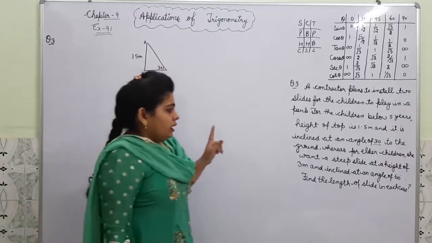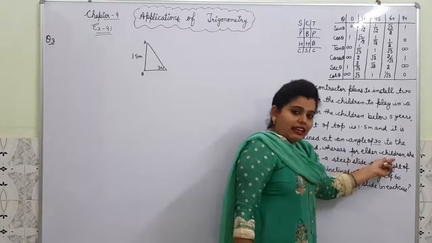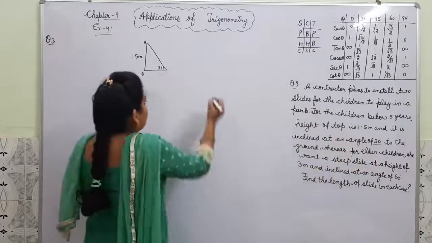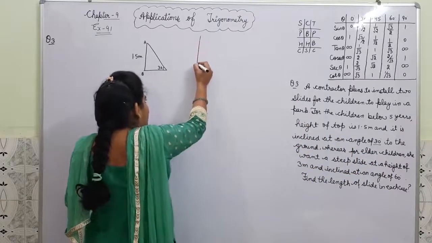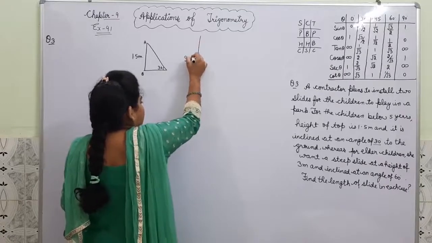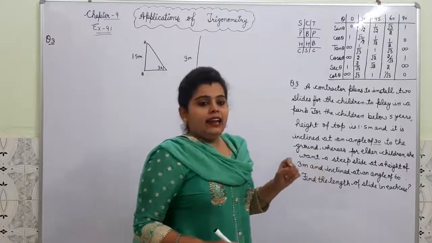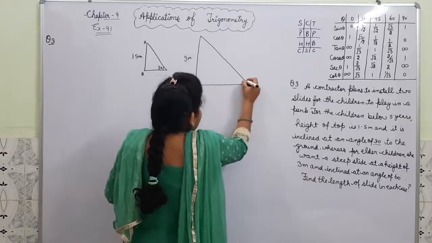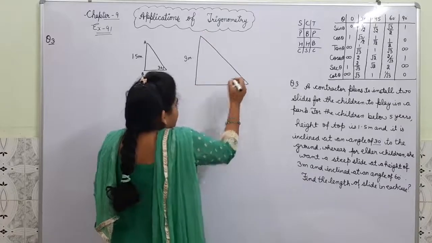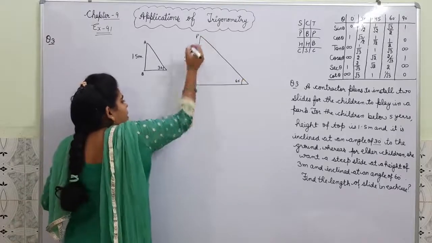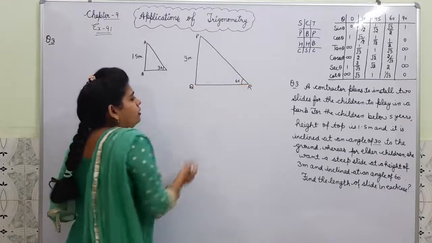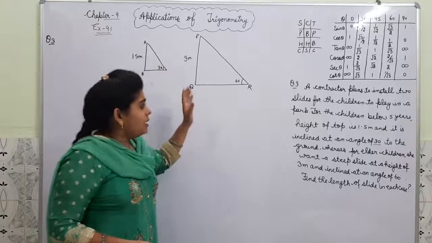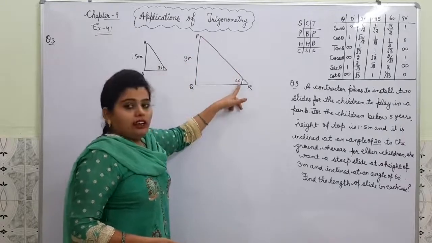And in the second case, for the elder children, she wants a steep slide at a height of 3 meter. The height of the second slide is 3 meter, and it is inclined at an angle of 60 degree. Like it is P, Q, and R. This slide is at a height of 3 meter, meaning PQ is equal to 3 meter, and this slide is inclined to the ground at an angle of 60 degree.